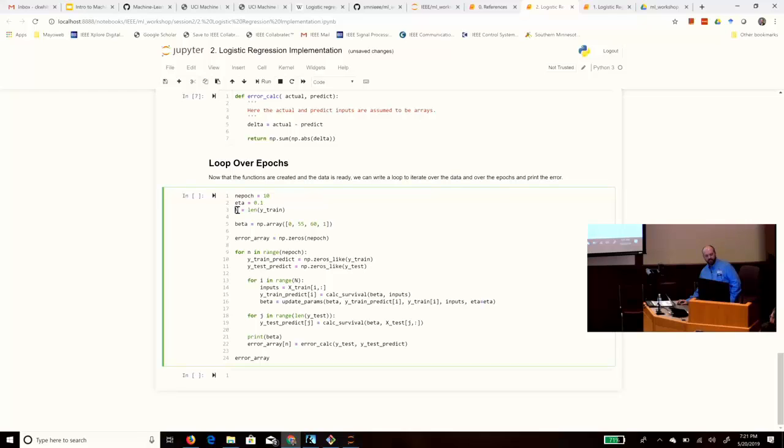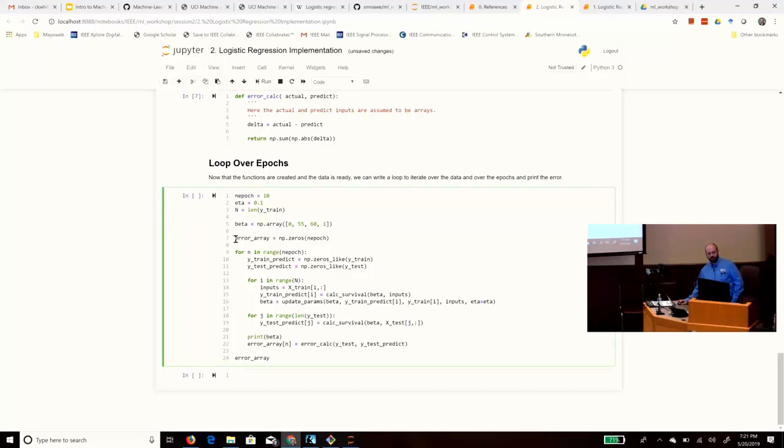So we're just calculating the length of our training data in the next line, and then we're creating our initial guesses at our betas. So in this row, I'm putting in my guesses for the betas. Beta 0, I'm guessing is 0. I don't know what it is, but I think that's a reasonable guess. Beta 1, I'm guessing is 55. Beta 2, I'm guessing at 60, and beta 3, I'm guessing at 1. And like I said, these are all just guesses. If you think you can look at the data and make a better guess, go right ahead, change these numbers to whatever you think is reasonable.